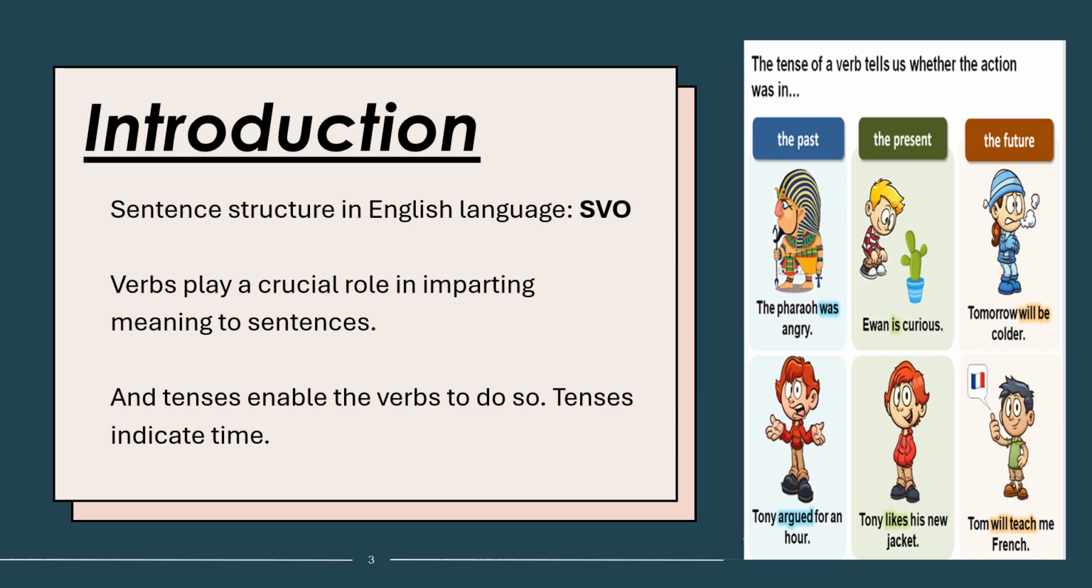So verbs are very important and tenses enable the verbs to do so. Because verbs can be in many different forms. Okay, and what is the meaning of tenses? That they tell you the time. When was this action taking place? Was it in the past? Is it in the present? Or will it be in the future?